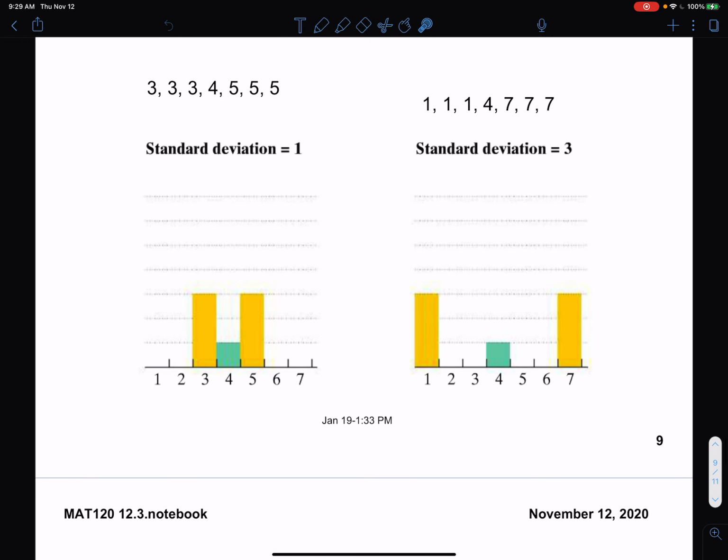If we look down here, we have 3, 3, 3, 4, 5, 5, 5, and there our standard deviation is 1. So it looks similar to that last histogram we looked at, but this time there's more data items with 3 and 5, so it's a little bit more spread out. And then on this right-hand side, we have 1, 1, 1, 4, and 7, 7, 7. So the mean is still 4, but here our standard deviation is 3, and you can see that with a higher standard deviation, it's easier to see that the data is more spread out.